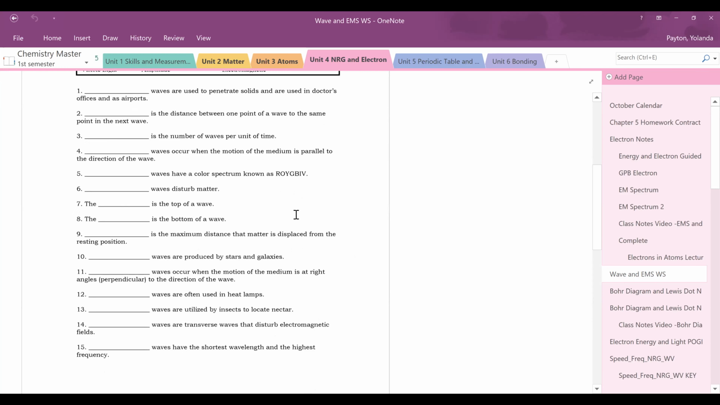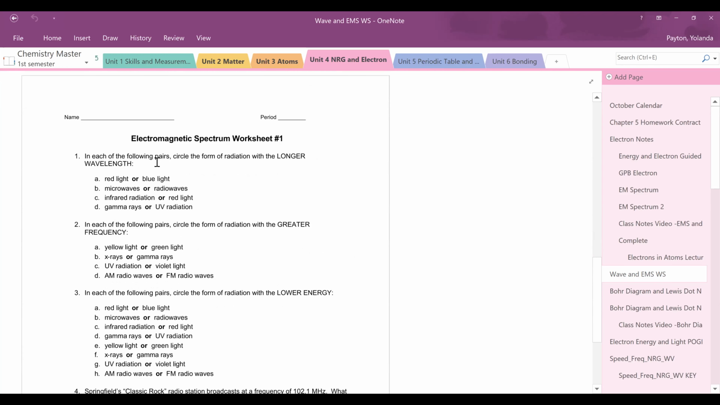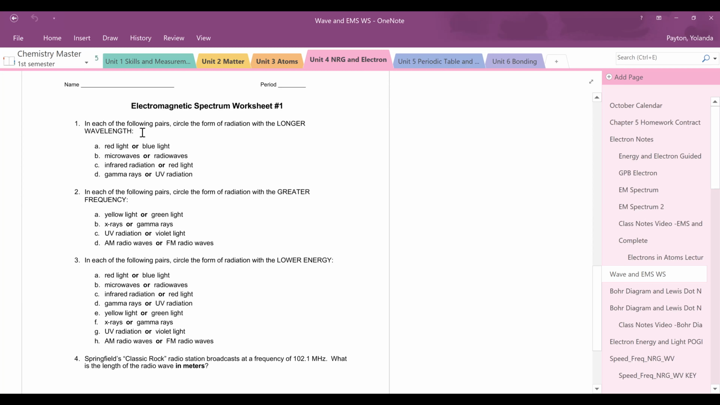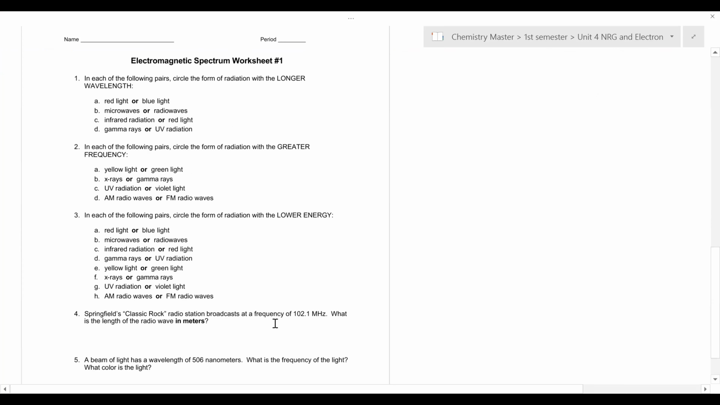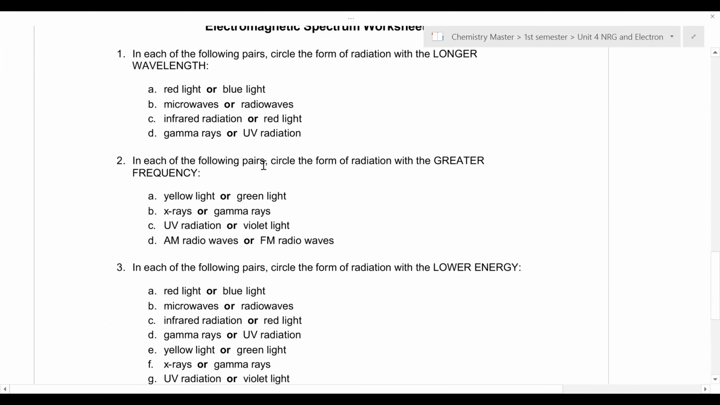On the back of this worksheet, there are questions about which one has the longer wavelength. Each of these is a question. Sorry guys, if you can't see, let me zoom in. For instance, it will say, which one of these has the greater frequency, yellow or green light? I put the spectrums in Schoology, and this worksheet is not in Schoology, but it's a Schoology quiz. I just went ahead and made it a quiz.